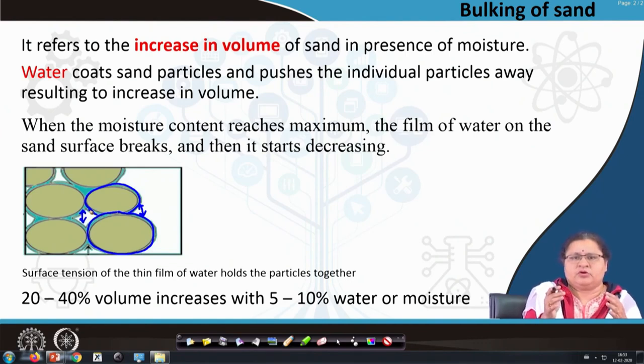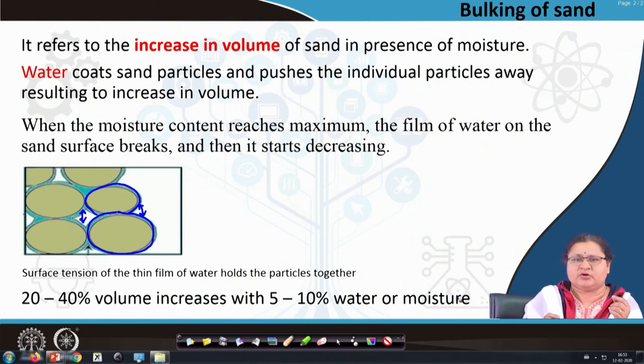Whatever you see as volume is because of the moisture or water encircling it, and that gives an increased volume, and that is not a very small amount. You see, 20 to 40% volume increase occurs with 5 to 10% of water or moisture.